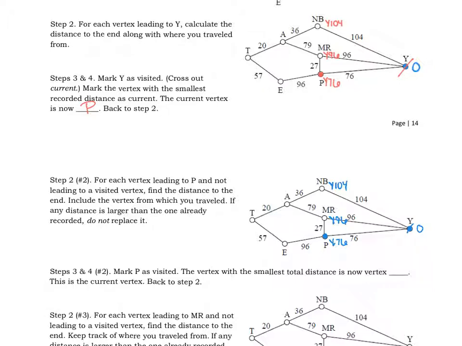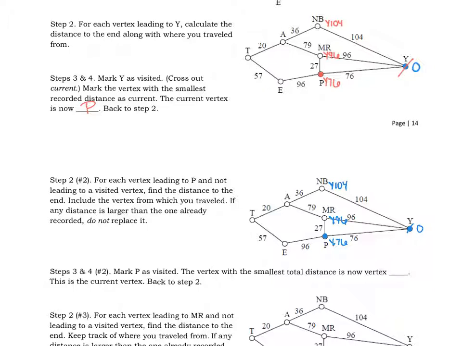We could go to Mount Rainier. Whether or not we go to Mount Rainier next depends on the total time. So to go to Mount Rainier through Packwood, it would take the 76 minutes from Yakima and another 27 minutes from Mount Rainier, which is going to be a total of 103, 27 plus 76. That is greater than the 96 minutes that we currently have. And so we're not going to do anything with that 103 that was not better than 96. We ignore it.